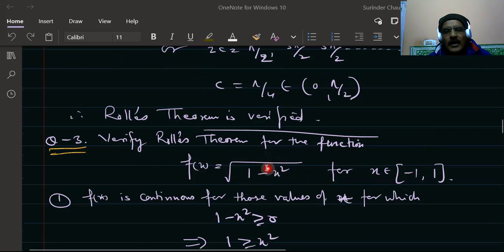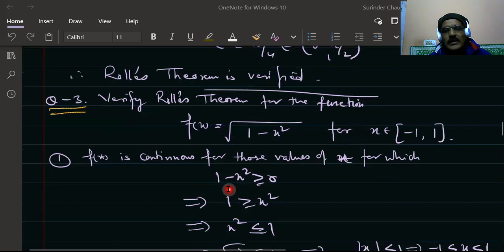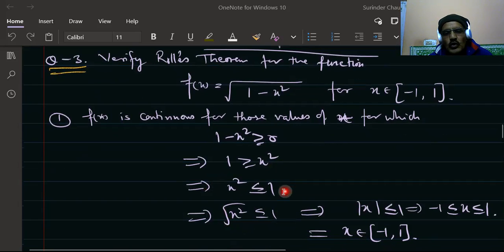Now let me find the domain of this function. The domain of this function is those values of x for which the term under the root is greater than or equal to 0. So 1 minus x square is greater than or equal to 0. Adding x square to both sides, you get 1 is greater than or equal to x square. This implies x square is less than or equal to 1. Taking the square root on both sides, modulus x is less than or equal to 1, which implies minus 1 is less than or equal to x is less than or equal to 1. So x belongs to the interval [-1, 1].